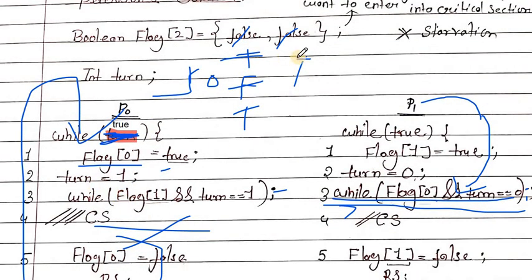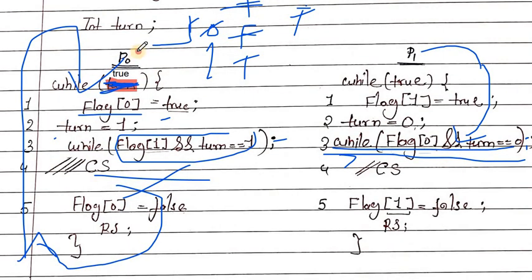Check the condition: flag 1 is true, and turn is equal to 1. So here check the conditions. Flag 0 is true. Make turn equal to 1. When we check the condition, flag 1 is true and turn is equal to 1. Yes, turn is equal to 1. So the condition is true, and P0 is stuck in the while loop.